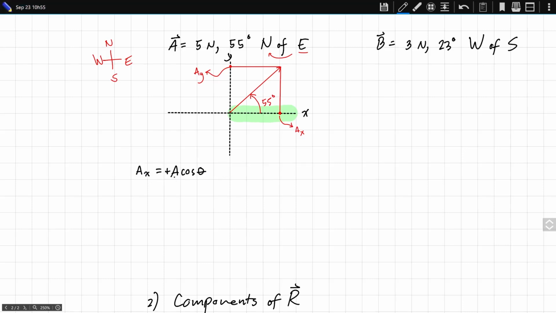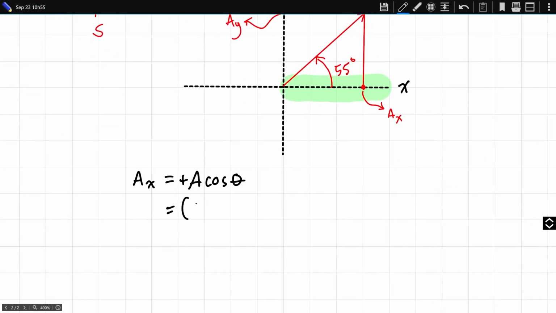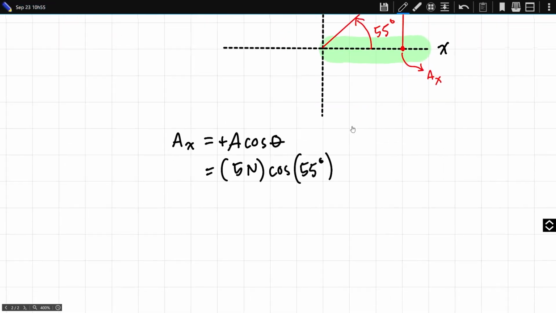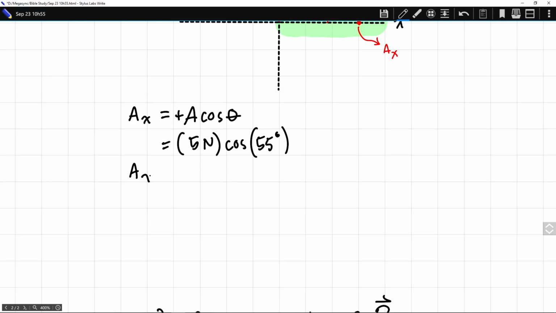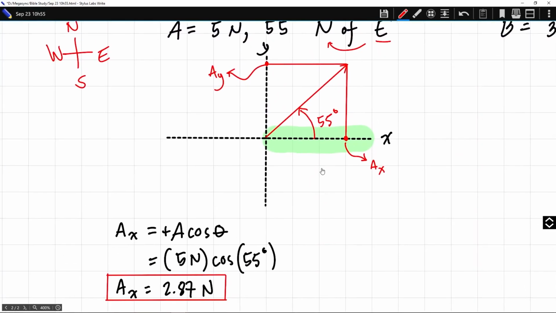Now, let's solve for the x component of vector A by substituting yung values that we have. So, A, 5 newtons. Cosine, the angle is 55 degrees. Okay, so using our calculator, let us solve for a sub x. So we have, let's take 3 significant figures, 2.87. a sub x, 2.87. Just take yung unit ng ating magnitude, that is Newton. So this is now the x component ng ating vector A.